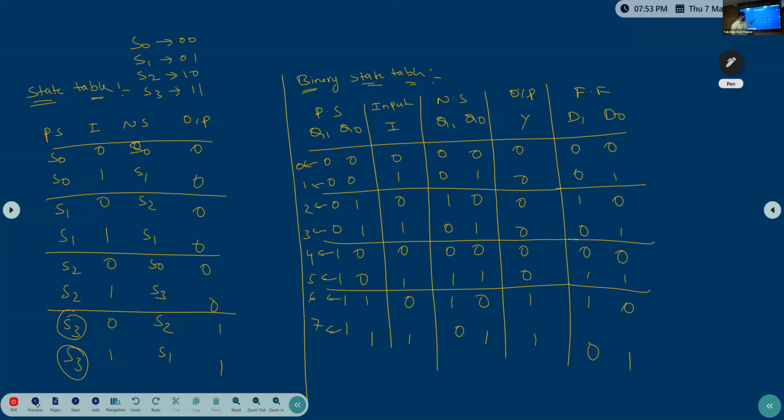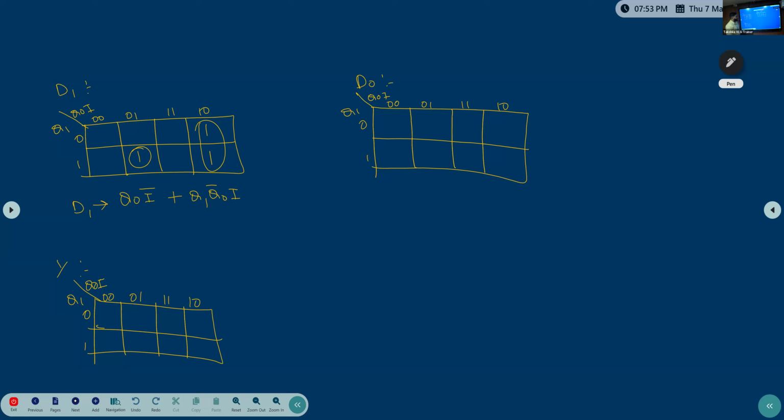D0 when it is high: 1, 3, 5, 7. These 4 will be mapped. If these 4 map, what is common in these? Q1 is not common. Q0 is not common. I is common. So D0 is I.